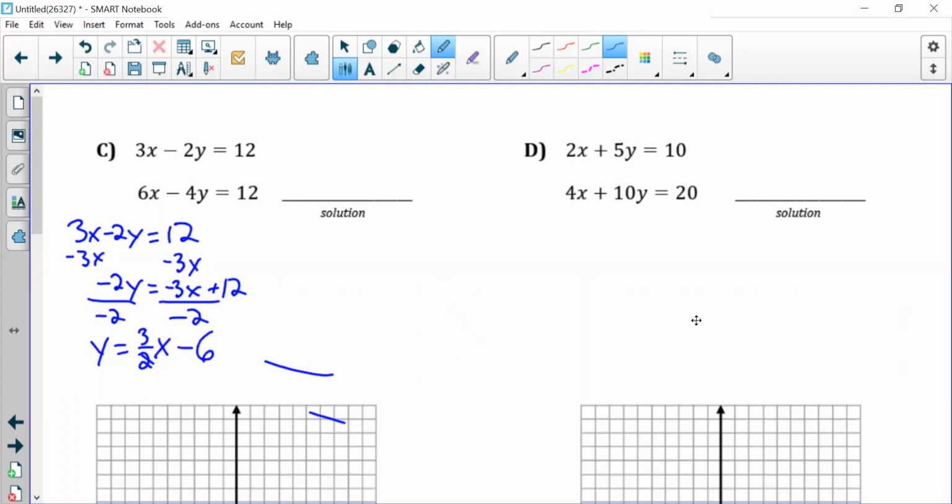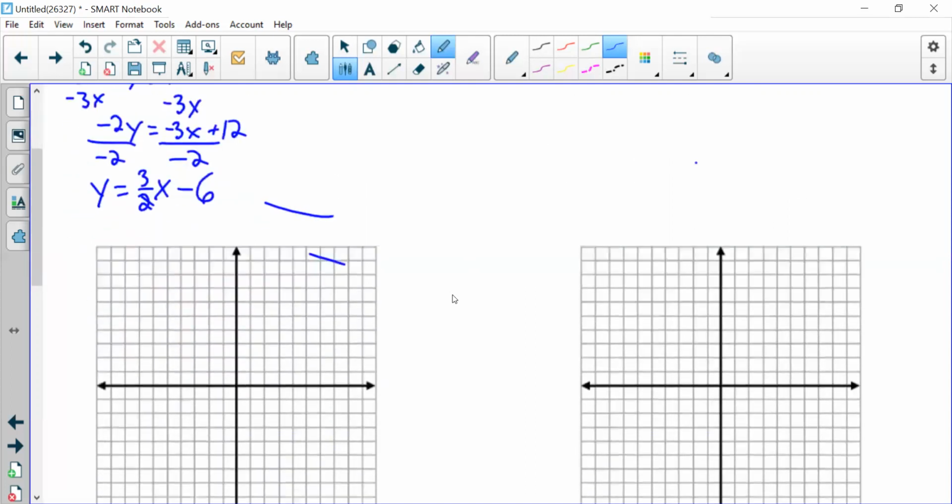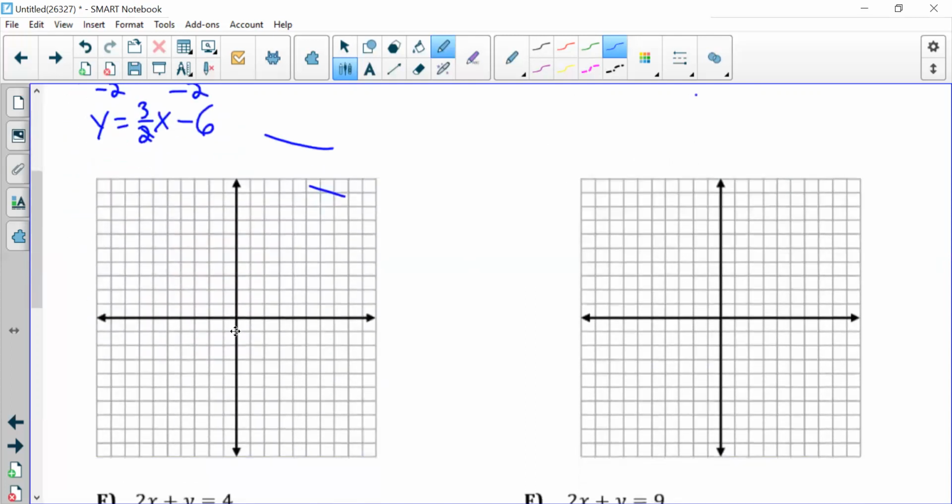Let's go ahead and graph that guy while I've got the blue pen out. So I start at my y-intercept, which is -6. 1, 2, 3, 4, 5, 6. And then I use my slope, up 3, right 2, up 3, right 2. I could just go down 3 and left 2. And then I draw my line.